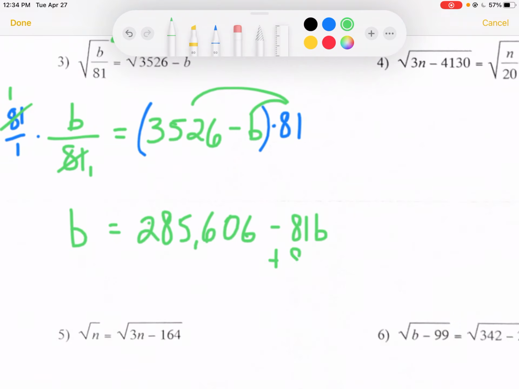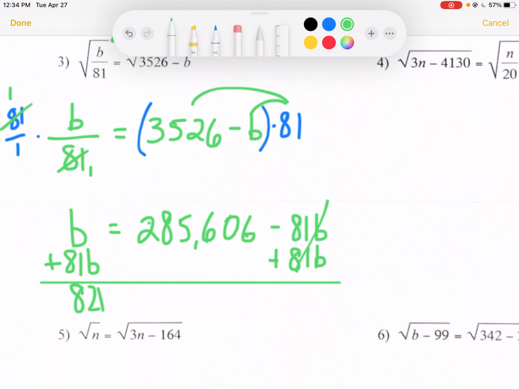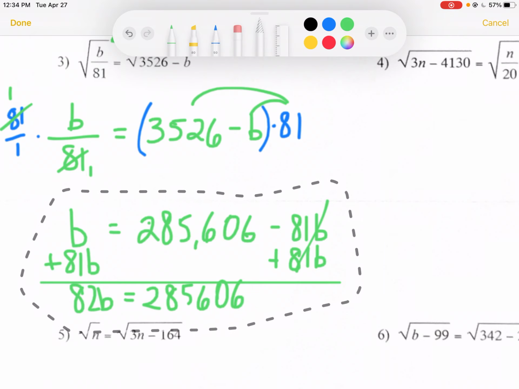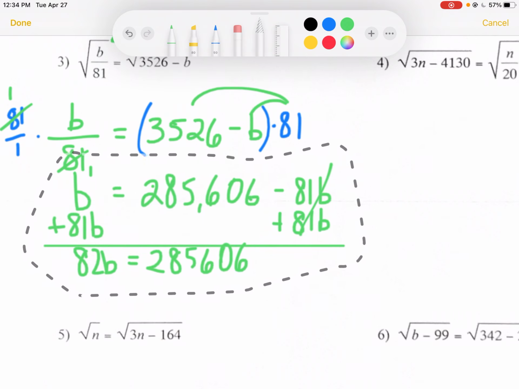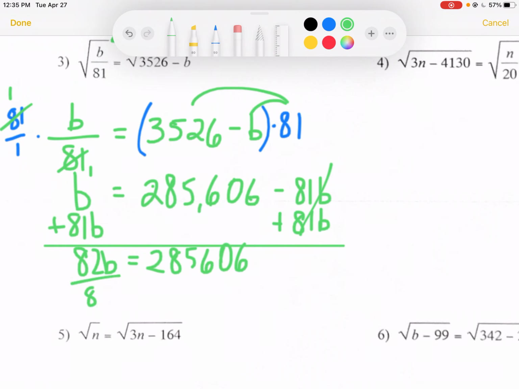So then I add 81b across to the other side. And I get 82b equals this big number. Okay? So, hopefully you've been writing smaller than I have, and you have some room left to divide by 82. If you do that, you should get 3,483.